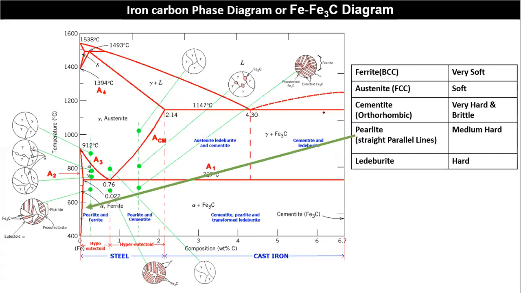Now pearlite is also soft in nature, but as compared to the remaining structures it is medium hard, like ferrite and austenite. Now ledeburite is a mixed region of the two. It is a region from the eutectic point onwards, where a boundary line is available between the regions. It is hard in nature.